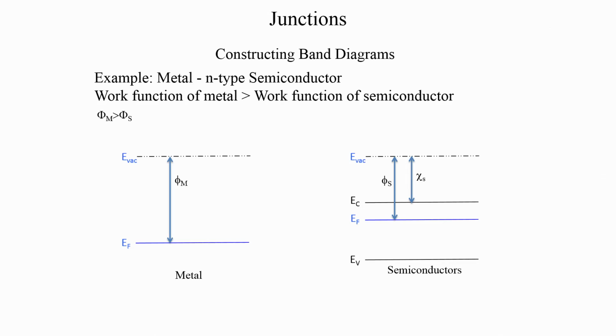The first band bending diagram will be for a junction created with a metal and an N type semiconductor. So, you have a metal that is going to form a junction with an N type semiconductor.